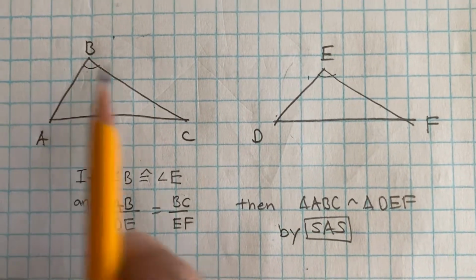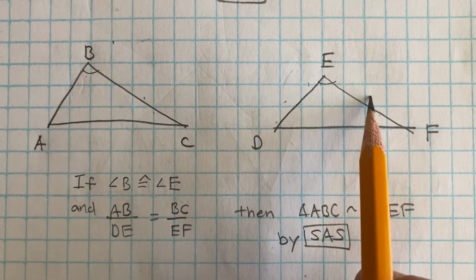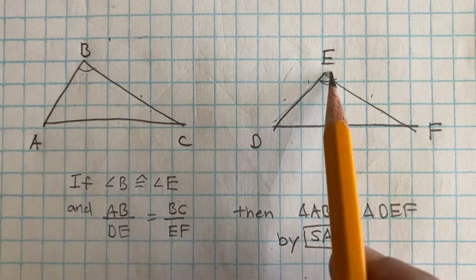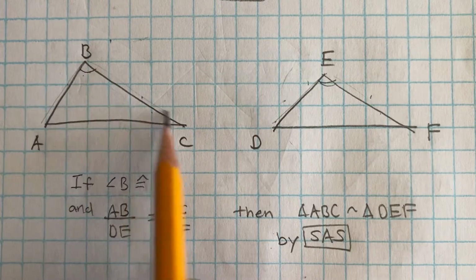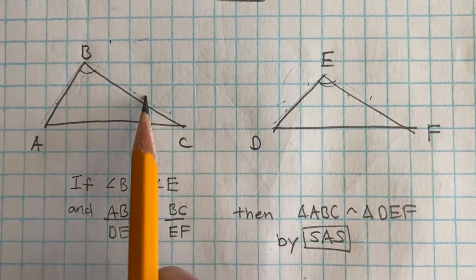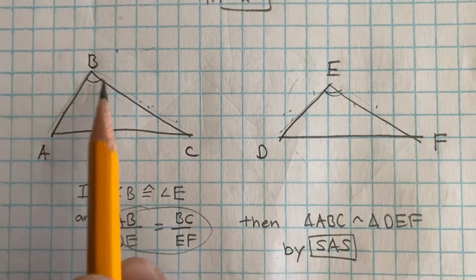And this angle right here, the angle that's between the two sides that are proportional, is between this side and this side. This angle is between this side and this side. And these are the two sides that correspond or are proportional to each other. It's called the included angle, okay?